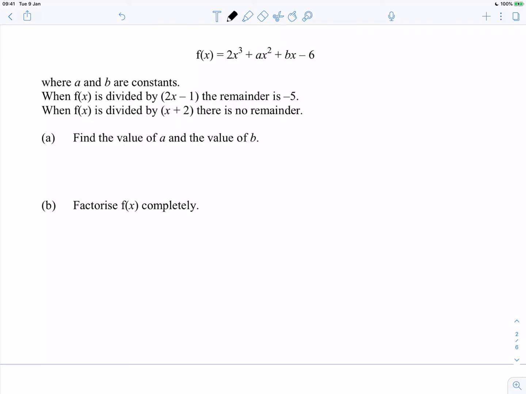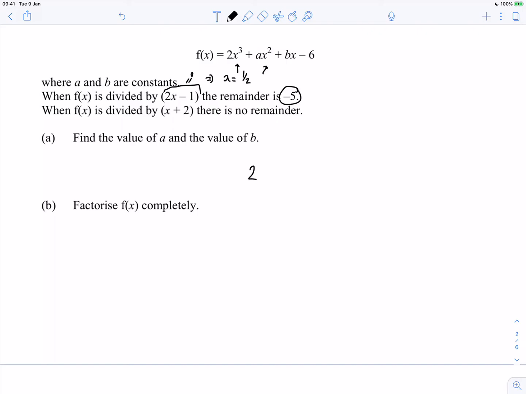Okay, so what does it mean to divide by 2x minus 1? Well, if I set that equal to 0, then x must be 1/2. So what that's saying is when I substitute a half into this thing, it will result in minus 5. So let's start with that then.